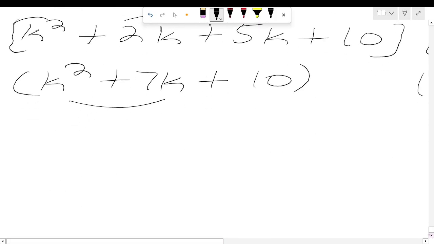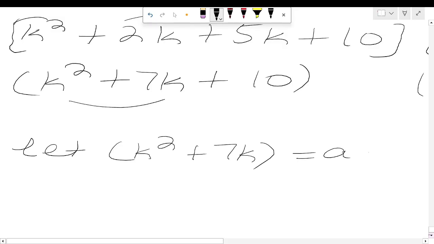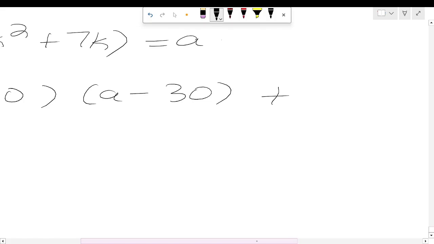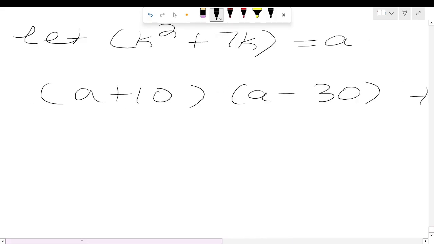So let's assume this as a. So I will write let k square plus 7k be equal to a. Then we can write a plus 10 and a minus 30. After writing that, what will we do? They will also be added with 375. We do not need to forget that. Okay, so we have a plus 10 and we have a minus 30.